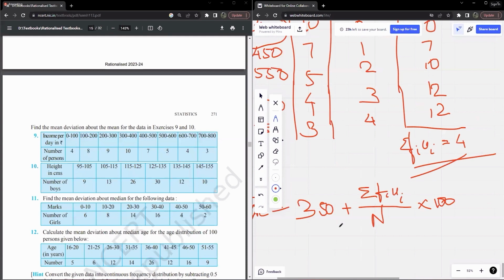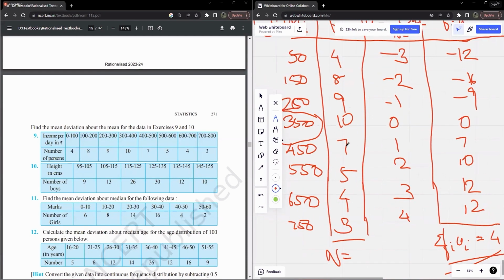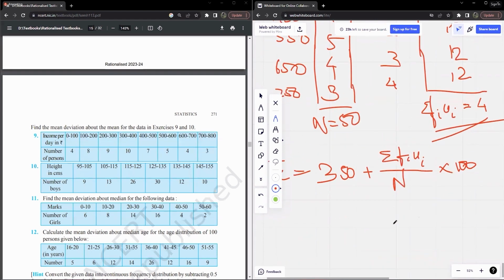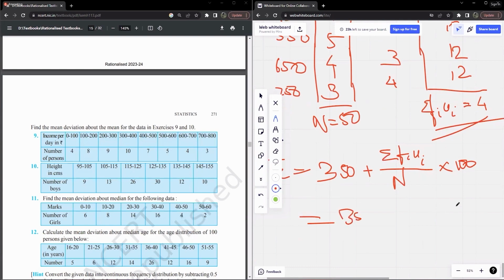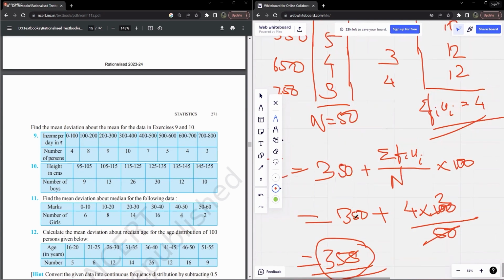And from this, you can basically find that n is what? 4, 8, 12, 9, 21. 21 plus 10 is 31, 38, 43. And then we have a 7. So this becomes 50. So we have this to be 350 plus 4 into 100 divided by 50, which gives me 2 into 4 is 8. 8 plus 350 is basically 358. And this is your mean. Cool. So we have found the mean.